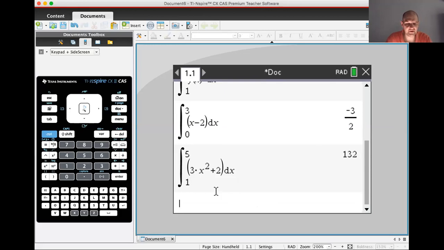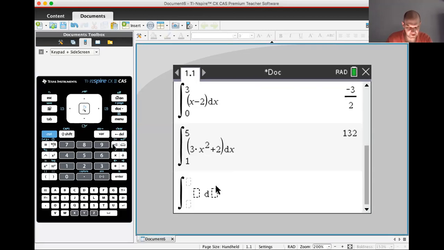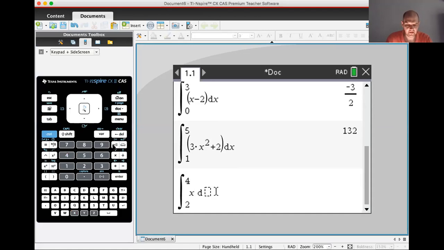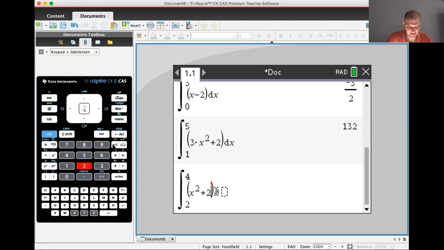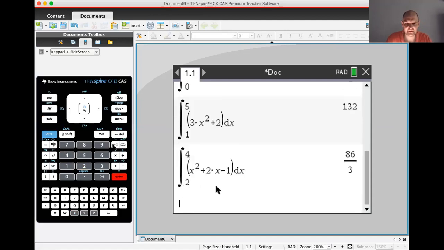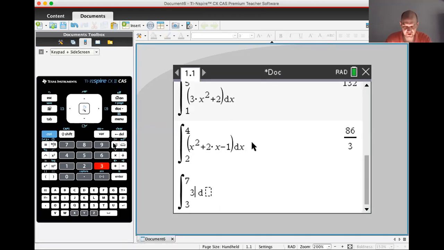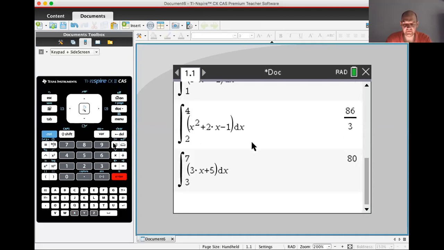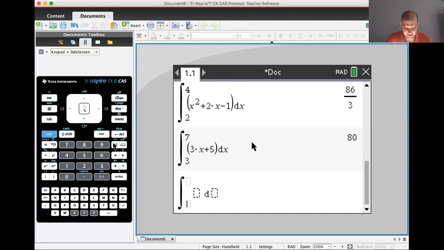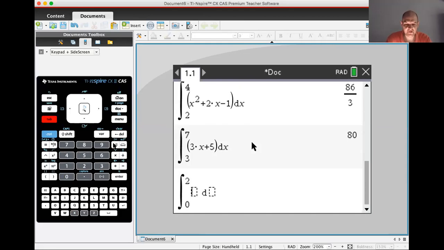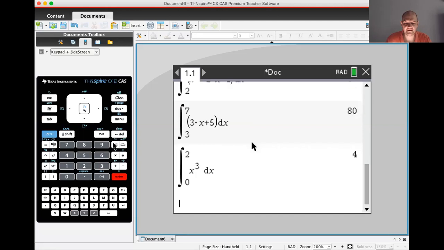All right, I'm going to type them in the way they were given, which is obviously the fastest way to check them. Ooh, 2 to 4 of x squared plus 2x minus 1 dx, 86 over 3, we got it, woo! The next one we checked geometrically, so I'm pretty sure we got it right on paper. It's really a question of did we do the right problem. And then this one had a really nice answer, 0 to 2 of x cubed dx was just 4. So we actually got them all right.